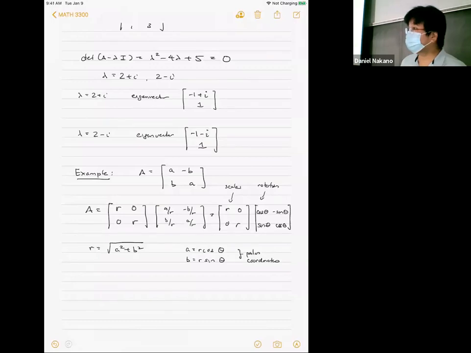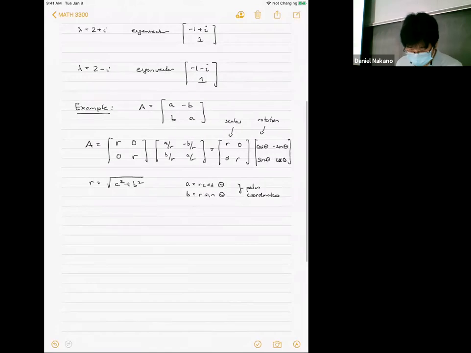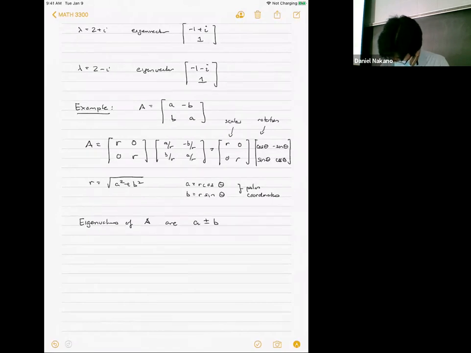Any questions on this so far? The point is that the eigenvalues of A are a plus or minus bi. The nice thing about this matrix is the eigenvalues are just given in terms of the coefficients of the matrix. It usually never happens that way, but for this matrix, it is quite nice.